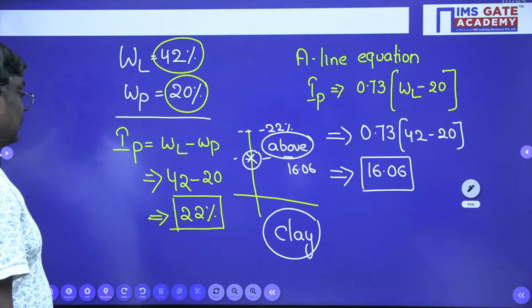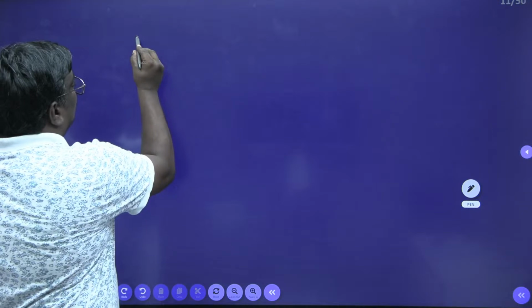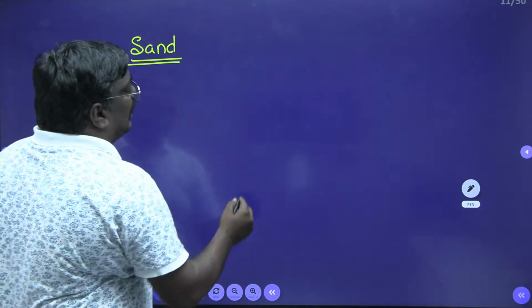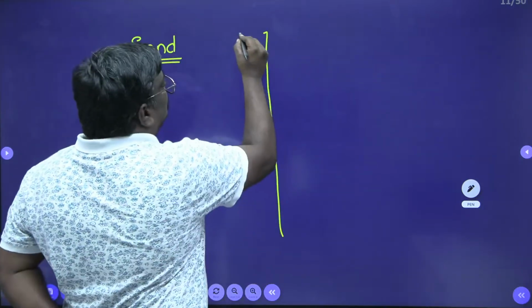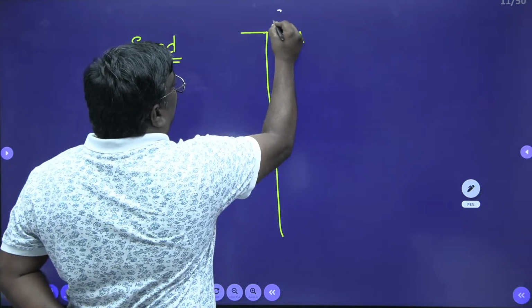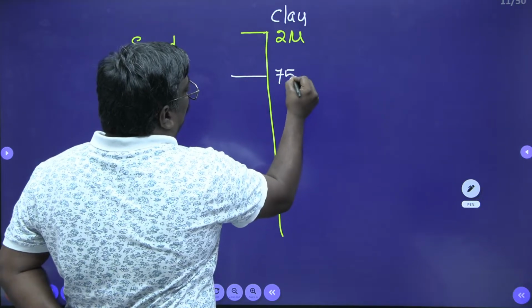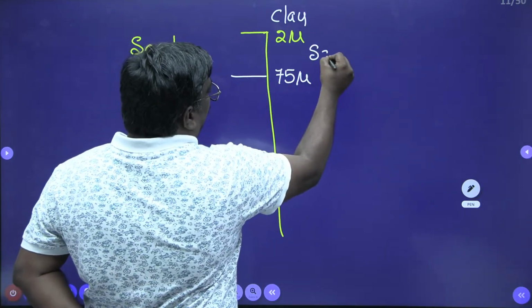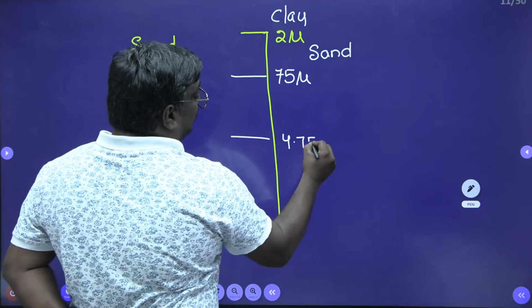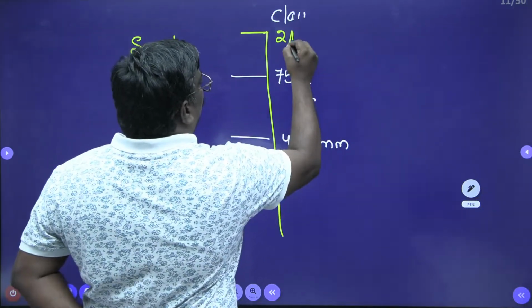So see, students, some people might ask me, sir, how do you know it is sand without knowing this chart? I have told you in the previous sessions. Below 2 micron, we call it clay.